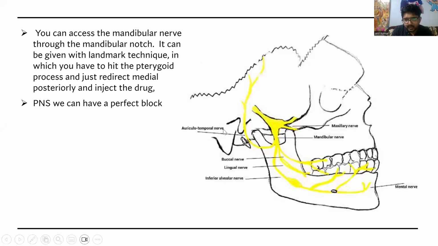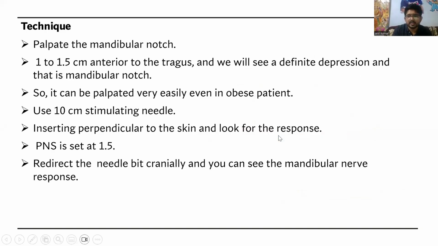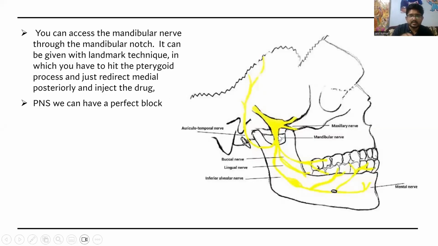You can see this is the mandible, the mental foramen, this is the condyle, this is the coronoid process, and this is the coronoid notch. So the landmark is the identification of the coronoid notch. You can access the mandibular nerve through the mandibular notch.